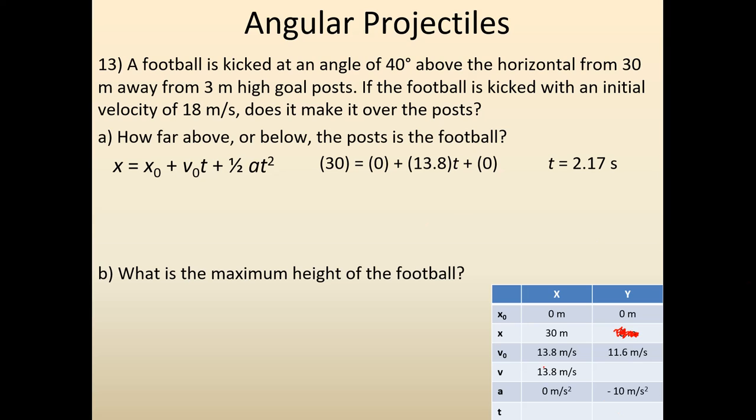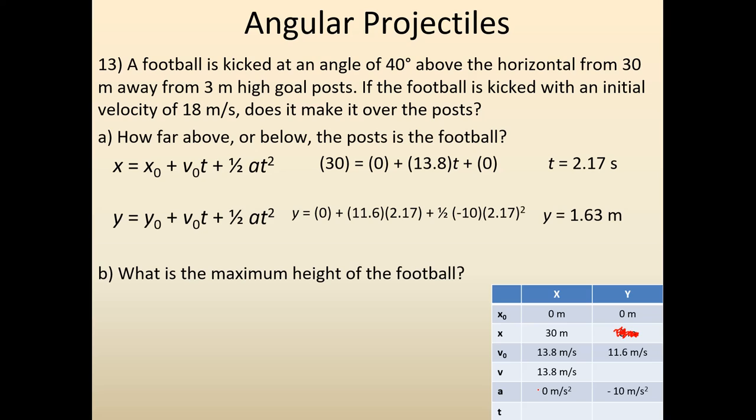And now use that 2.17 seconds with the y values in the same equation, plugging it in to figure out where the ball is vertically. So by the time it reaches the goalpost, it's going to end up being at a height of 1.63 meters, which means that it will not go over the post. It will actually be below the post by about 1.37 meters.